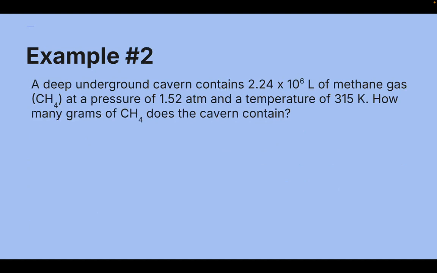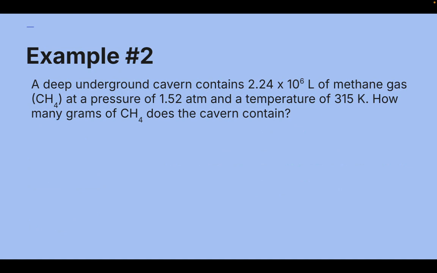Looking at a second example problem, a deep underground cavern contains 2.24 times 10 to the 6 liters of methane gas. Methane is CH4. At a pressure of 1.52 atmospheres and a temperature of 315 K. How many grams of methane does the cavern contain?